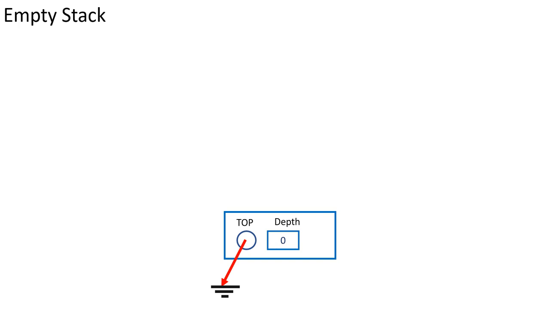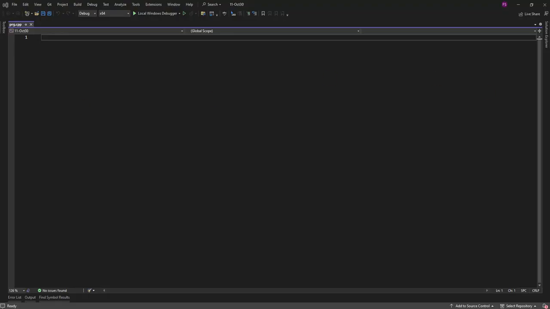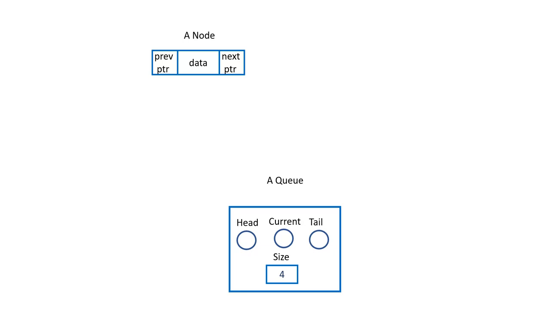Now, for queues, the story is a bit different. Queues have different types of shapes and models. A queue's node, depending on what type of queue we have, usually has a next pointer and a previous pointer. So a node of a queue, if it's a deque, a double-ended queue, has a next pointer and a previous pointer, which means each node knows who's next and who's previous.